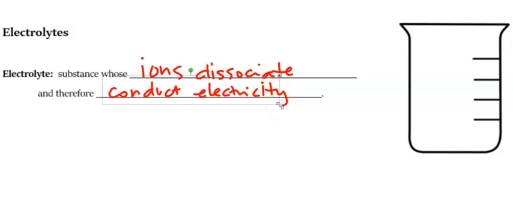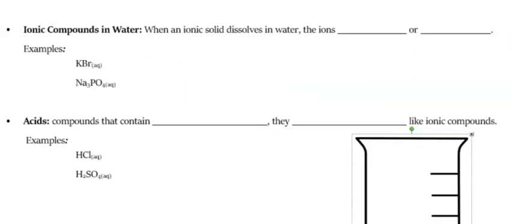So, for example, in this beaker here, if I have a solution and the solute is an electrolyte, and I put a light bulb and a battery and hook it up with wires, the electrons will flow through the solution. Okay, and we'll look at this and talk about this in class as well.